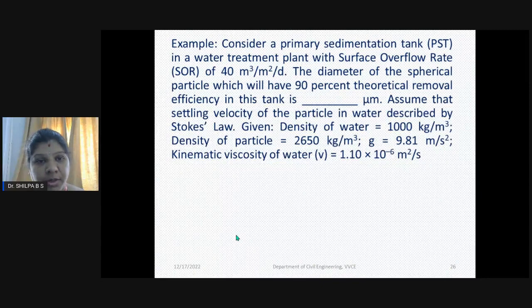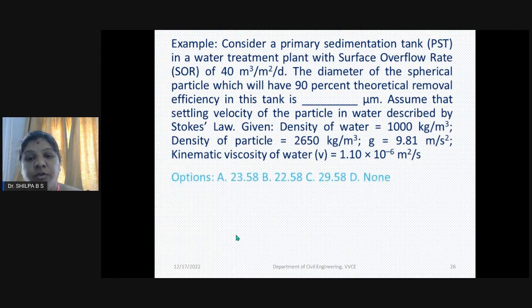Consider a primary sedimentation tank in the water treatment plant with the surface overflow rate of 40 meter cube per meter square day. The diameter of the spherical particle, which will have 90% theoretical removal efficiency in this tank, is dash micrometer. So we need to calculate the diameter of the particle and assume that the settling velocity of the particle in the water is described by the Stokes law, where they have given the property of that water, the density of the water particle, and then the acceleration due to gravity, viscosity of the water.